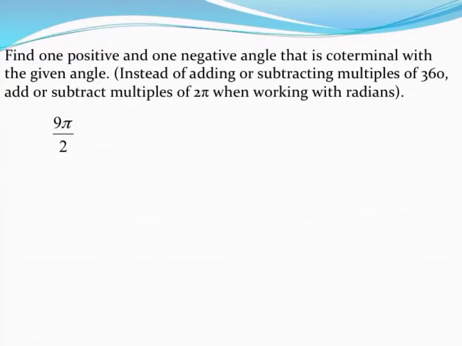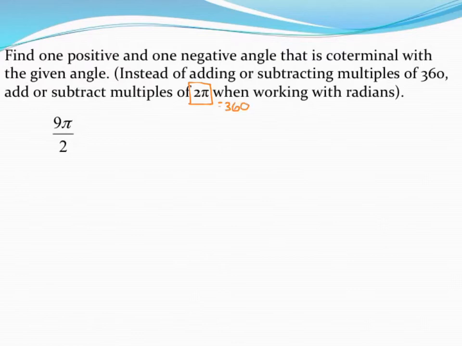When we were trying to find coterminal angles when we were working with degrees, we added or subtracted 360 because 360 degrees is a full rotation, and we ended up back where we started. Well, when we're working with radians, we're going to add the radian equivalent of a full circle. And we recall from class that 2 pi radians is equal to 360 degrees.